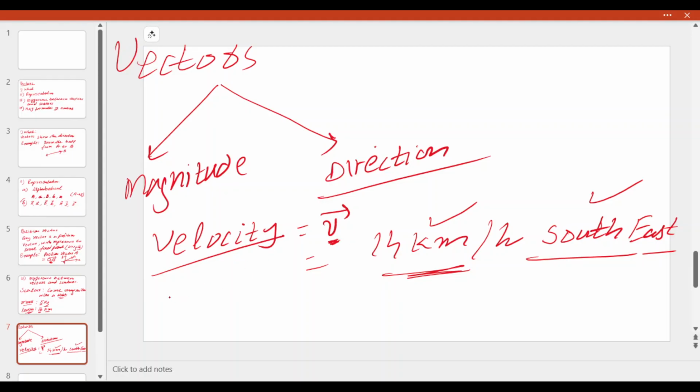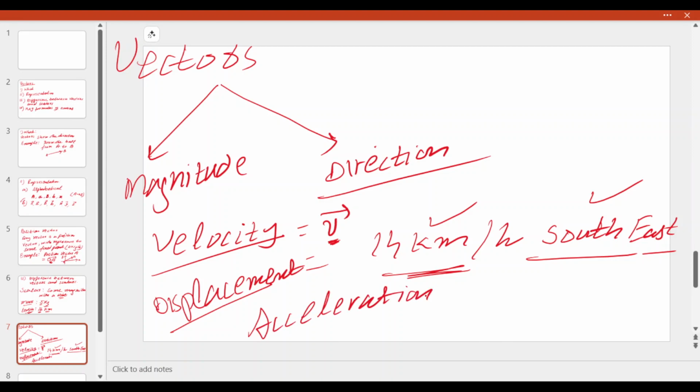The other examples of vectors are displacement, and acceleration, force, and so on. Yes, any quantity that needs both magnitude and direction for its complete description, then that quantity is known as vector.